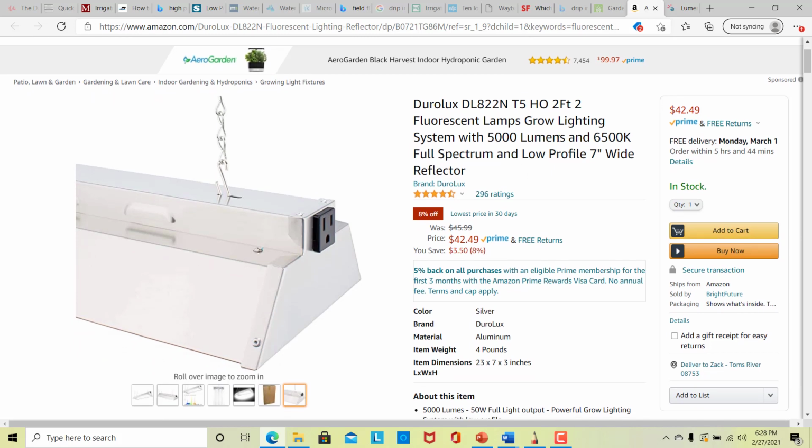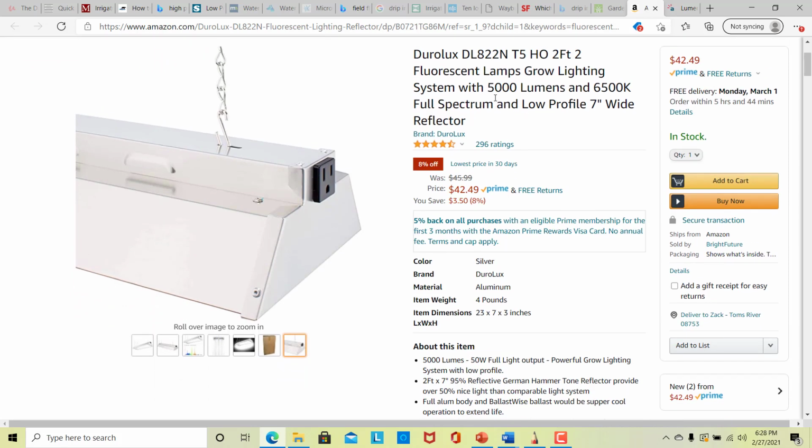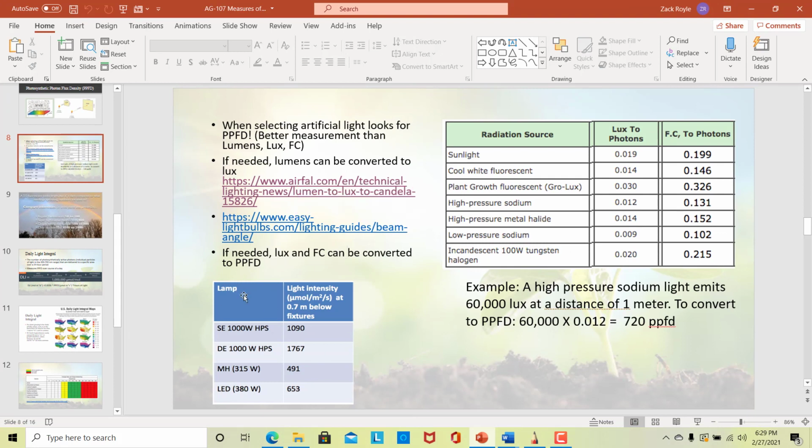So that's good. It's telling us some information, but again, we don't really want to look at lumens. We want that PAR value or that PPFD value. So luckily, we can use a website that I have included in your PowerPoint. If you go to this slide right here, this link will take you to a website that will convert lumens into that lux value. And then if you have that lux value, you can use this table here to convert it into the PPFD. So I'm going to show you how that works now.